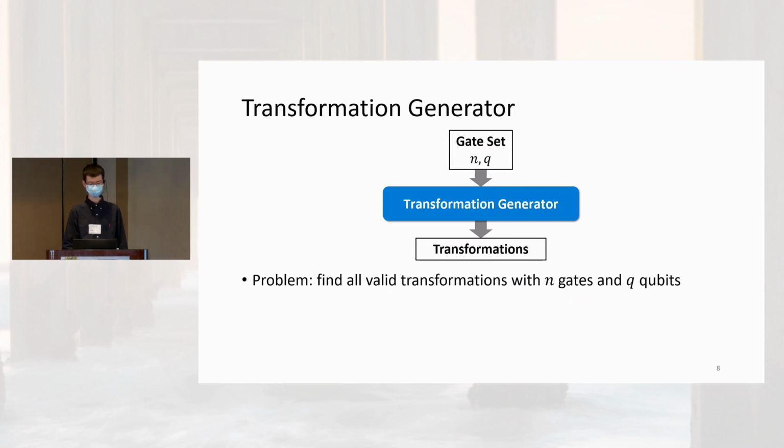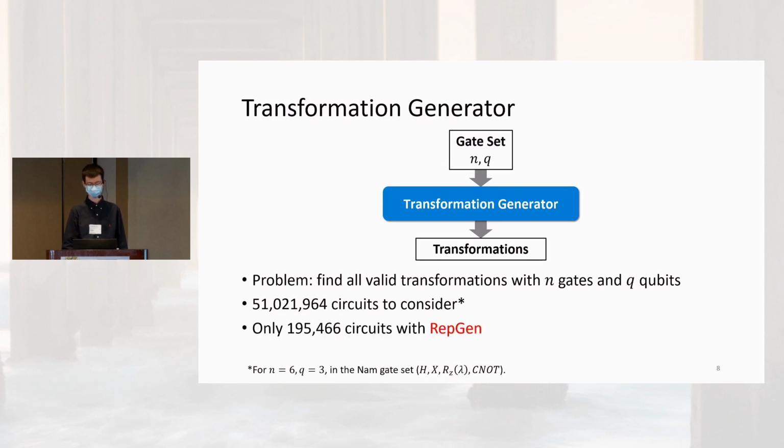Now let's dive into the transformation generator. So the problem is we want to find all valid transformations with N gates and Q qubits. But there can be a huge number of circuits. For example, there are 50 million circuits to consider in one experiment in our evaluation. But with an algorithm called RepGen, we are able to only consider 200,000 circuits.